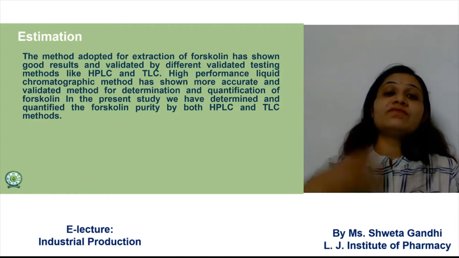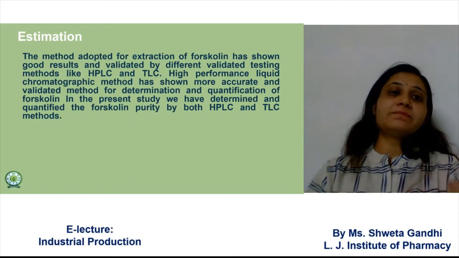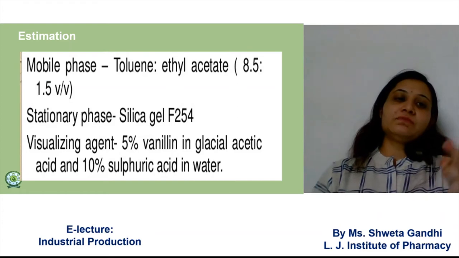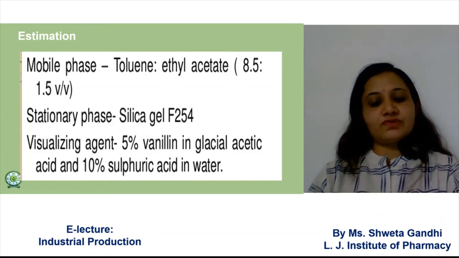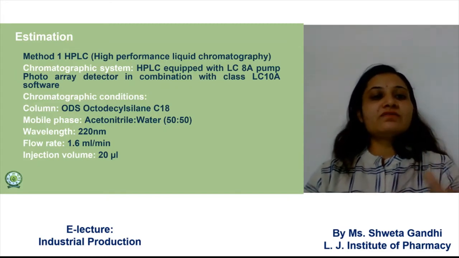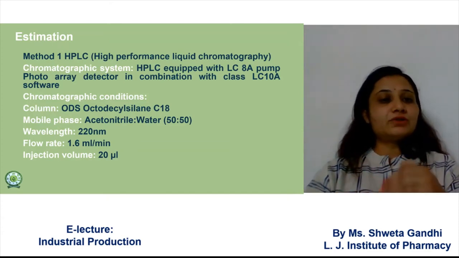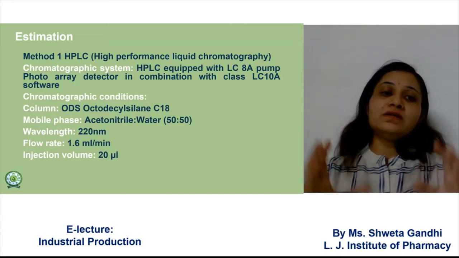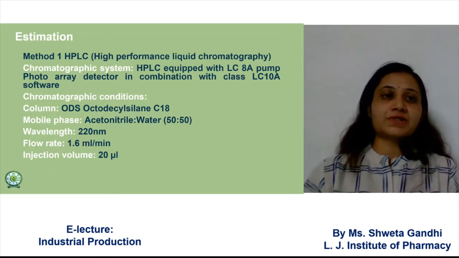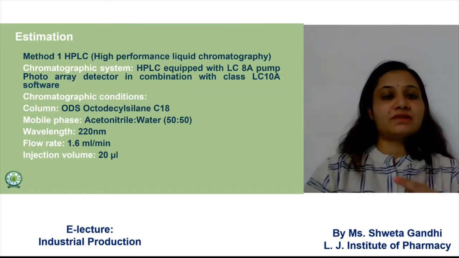Estimation means how we can determine forskolin. Quantification of forskolin can be done by the HPLC and TLC methods. The main thing to remember is the mobile phase, stationary phase, and the visualization agents used in the different methods. I have given every industrial production with a specific method. You should know and learn the format of how to present this industrial production. The format is the same for all the drugs; the only thing you need to change is the method of procedure.